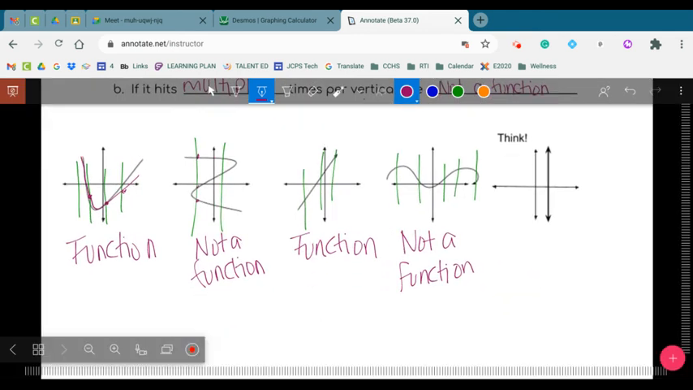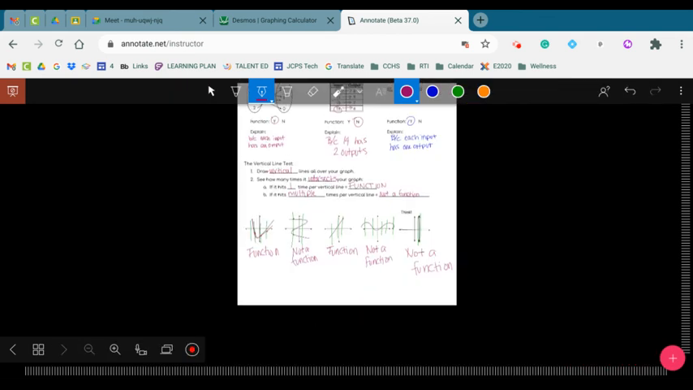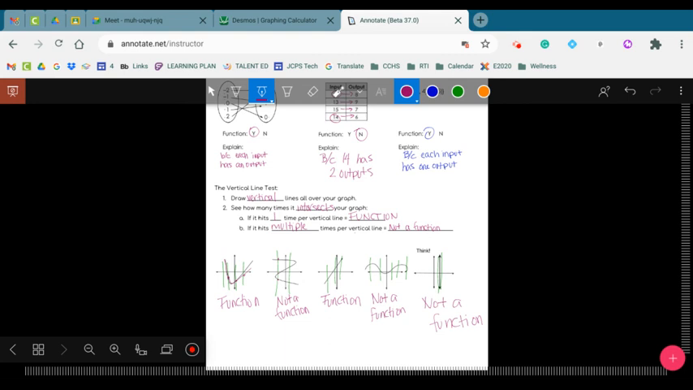And then the last one, you're like, well, Mrs. Gilbert, it's just going to intersect it once whenever you draw the line there. Yes, but it intersects it multiple times at that same point. So this one is also not a function. It can only hit it once, and this one it would hit it multiple times. Okay, so I went quick through those notes. Let me know if you have any questions over those, and you can get started on your homework once you are finished.